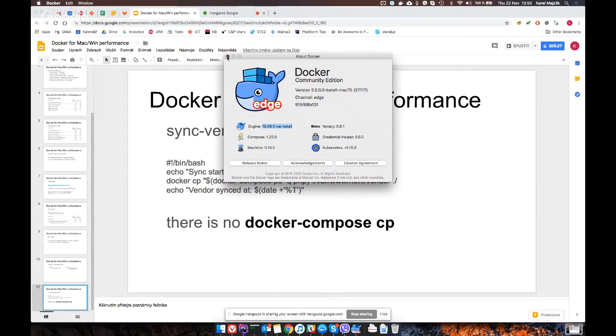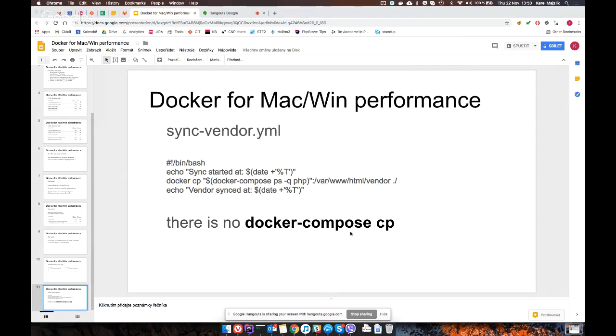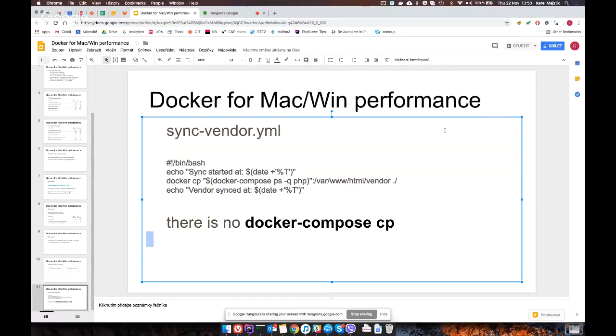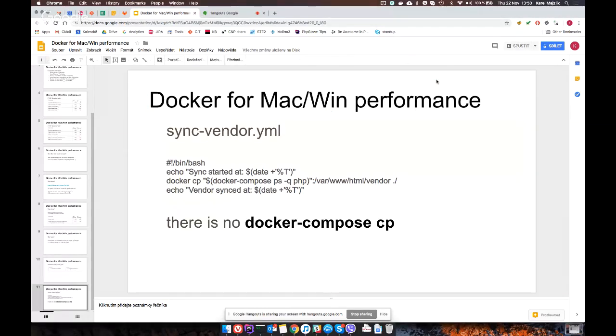Just one thing that I didn't even try was Docker Machine, because I have read about problems with, let's say, Xdebug and things like that, because it uses a VirtualBox machine, and there is a more complicated network layer.